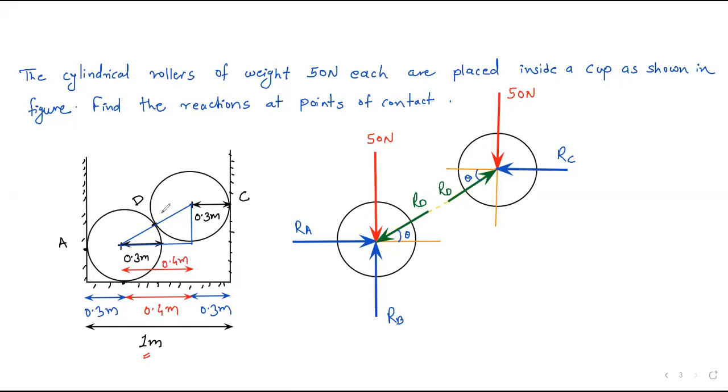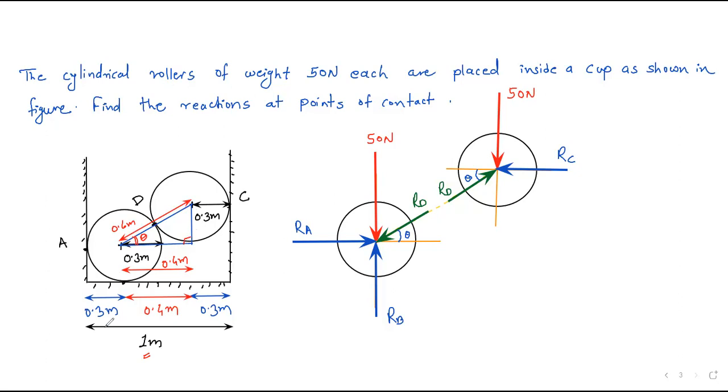Okay. And this distance is also known to me. You can easily say that this will be 0.6 because it will be R1 plus R2. The radius of sphere 1 is 0.3 and the radius of sphere 2 is also 0.3. So this total is 0.6 meter. So now I can easily find out this angle theta, as this angle is 90 degree.